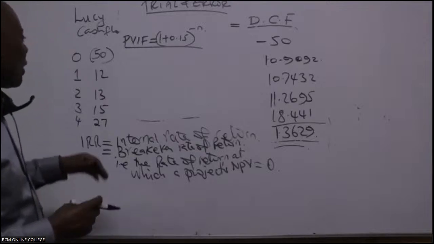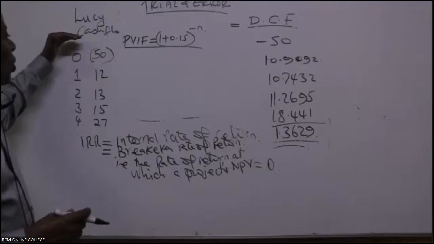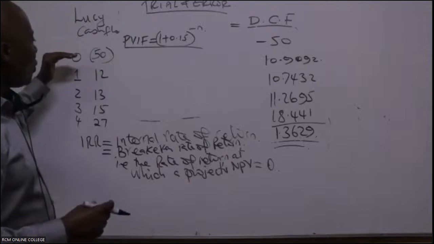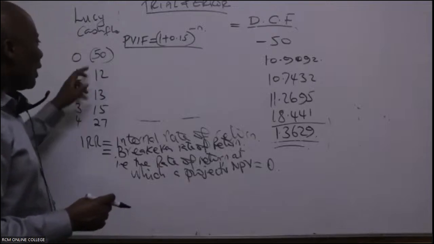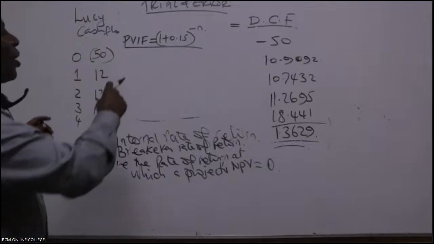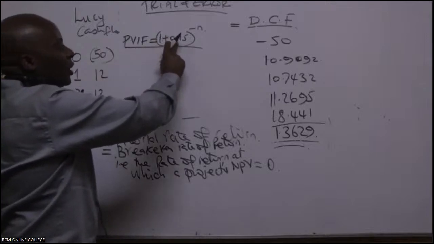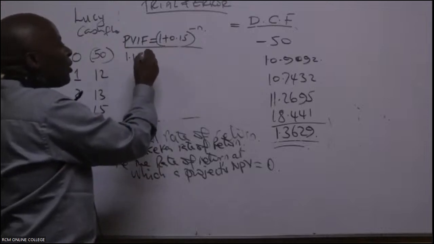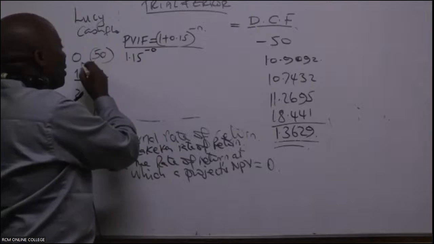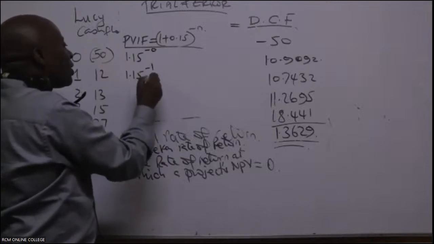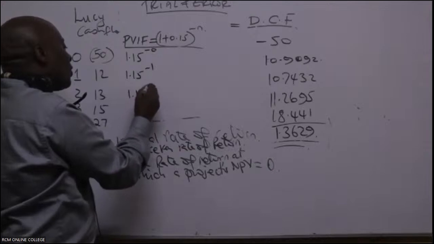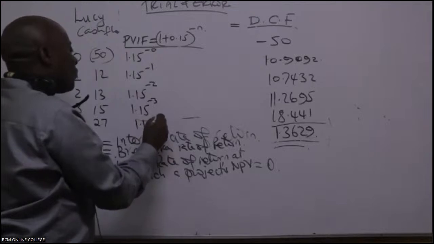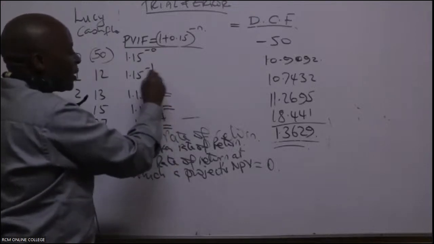So I hope you guys were as fast as Mwalimu. You've been able to go to a different area in your book and write 0, 1, 2, 3, 4, and then you have the same cash flows, but this time around you're using a different cost of capital, which is 15%. So this will be 1.15 raised to negative 0, this will be 1.15 raised to negative 1, negative 2, negative 3, and negative 4. Great.